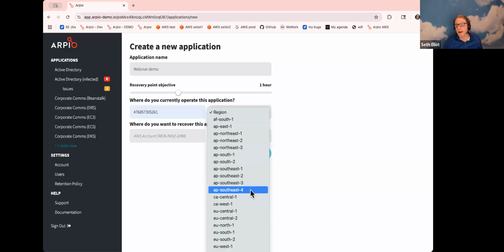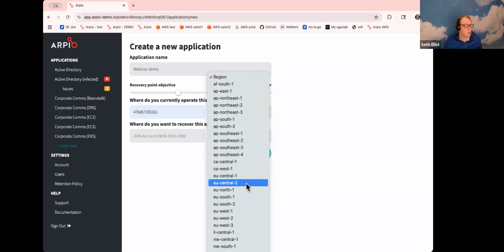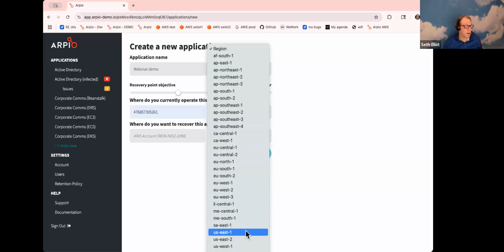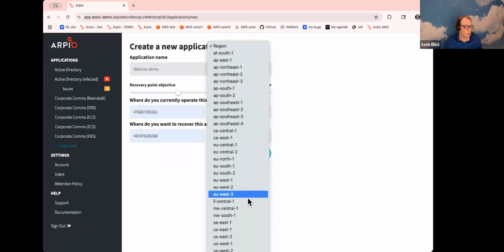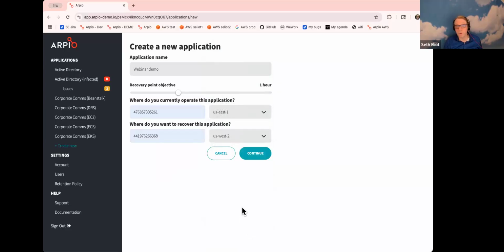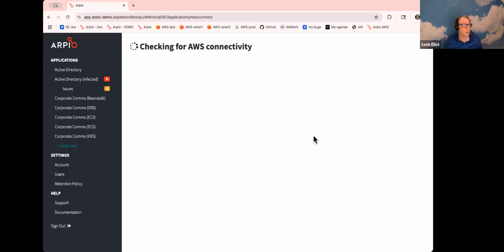Is it showing the dropdown? I know that some webinar software doesn't show the dropdown, but I'm seeing a dropdown now showing every region in the AWS commercial partition. So I'm going to pick US East 1. And now where do I want to recover this? Again, I can go same region, but I'm going to go cross region. I can go same account, but I'm going to go cross account. US East 1 to US West 2 is very popular for US-based workloads. So I have everything I need. I'm going to hit continue now.